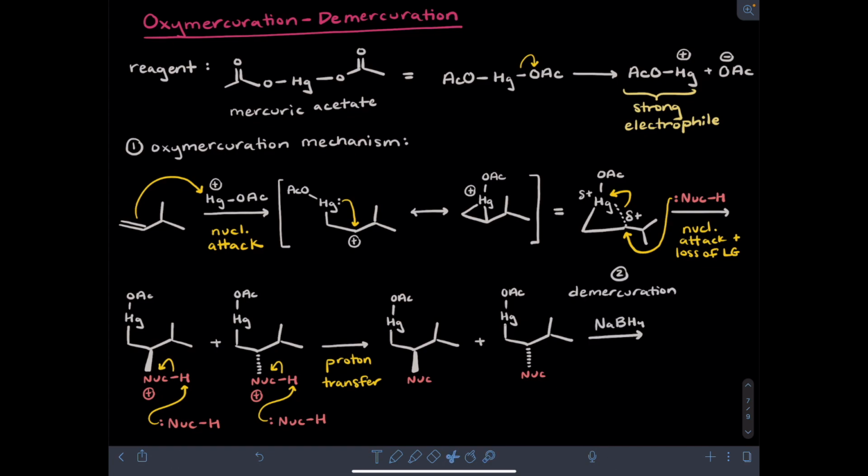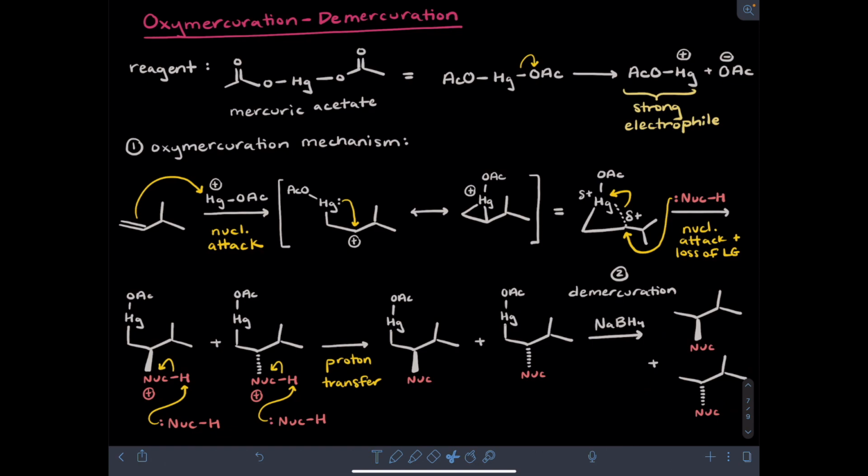The second part of the mechanism is known as demercuration. You don't need to know the mechanism for this step, but I want you to know that the reagent is NaBH4, and it has the effect of removing the mercury and the acetate and replacing it with a hydrogen.